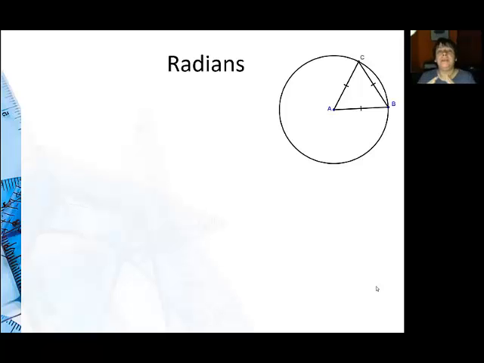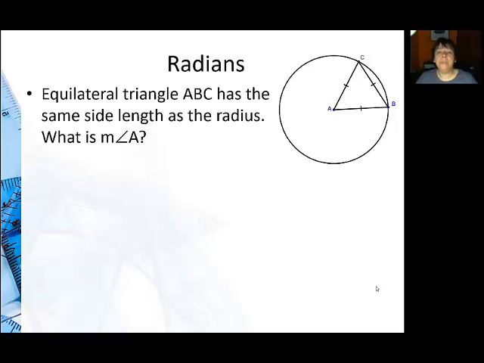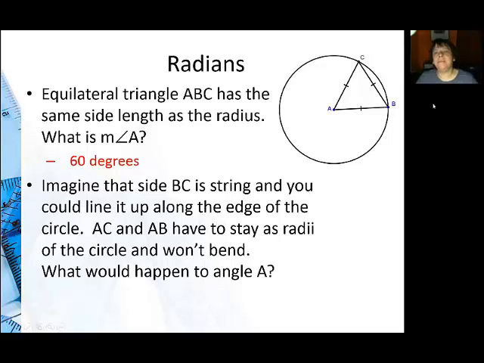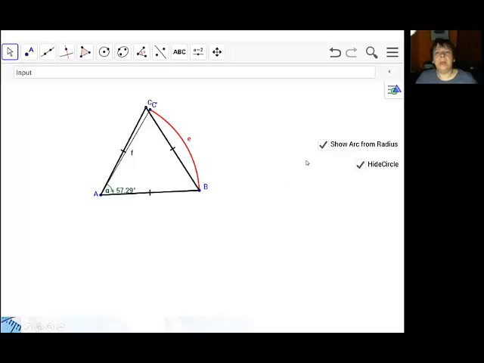First of all, I'd like you to start by imagining an equilateral triangle that I made from the radius, which I've drawn here. What would the measure of angle A be? Well, it'd be 60 degrees. Okay, now what if I took that side here, BC, and I stretched it out and I let point C slide so that this would completely line up with the edge of the circle instead of being a normal straight segment? What would happen to angle A? Well, let me show you.